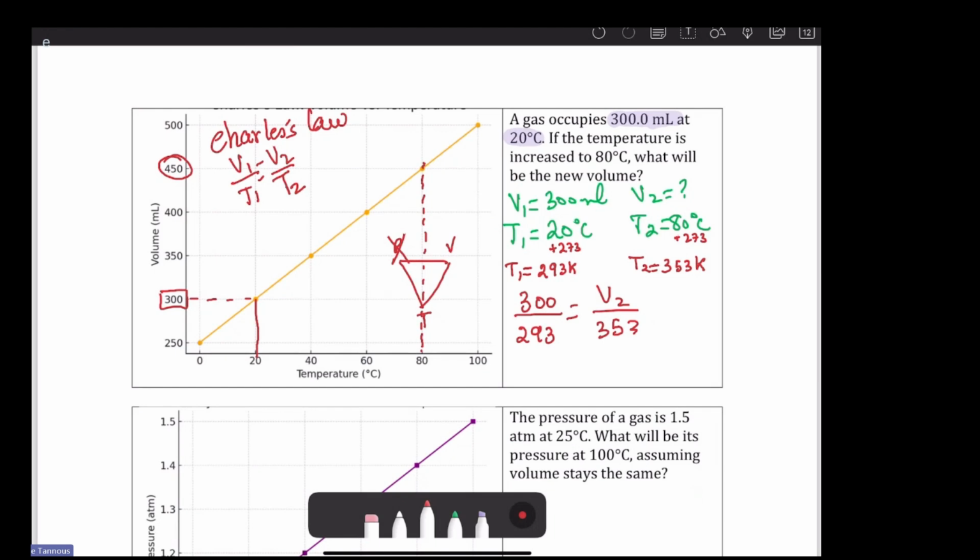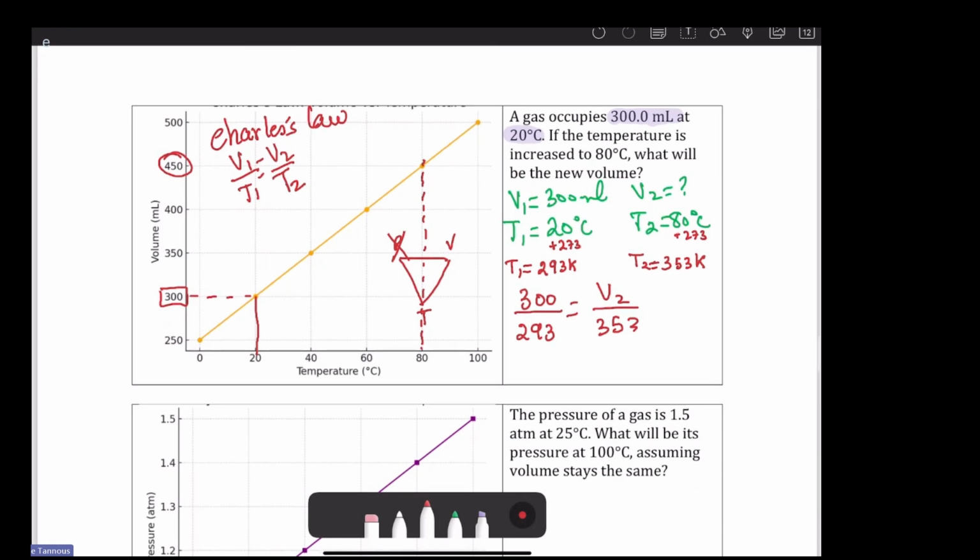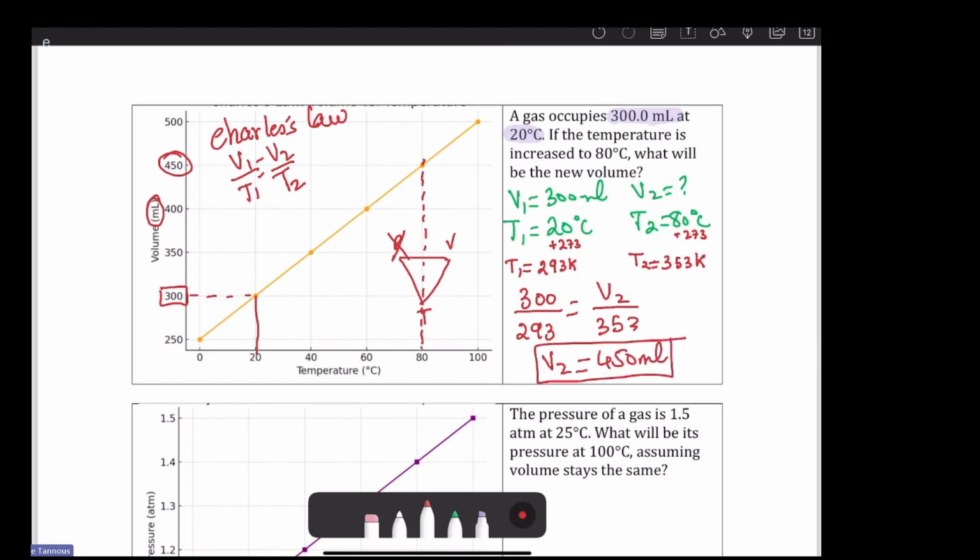So the answer is 450 milliliter. So V2 is 450 milliliters.